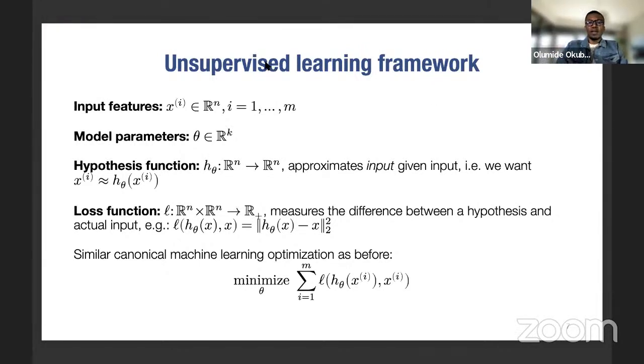And then we have a loss function. The loss function is going to take what you have and what you're supposed to have, and then it gives you a number. It measures the difference between a hypothesis and actual inputs. I know that might be a bit confusing, so when you think about it in terms of clustering, let's think about dogs and horses, which is what we started with.